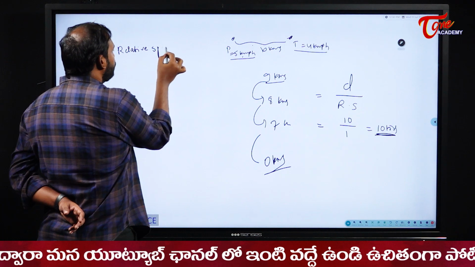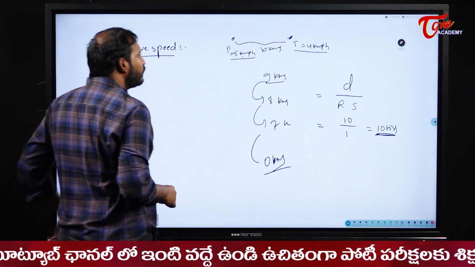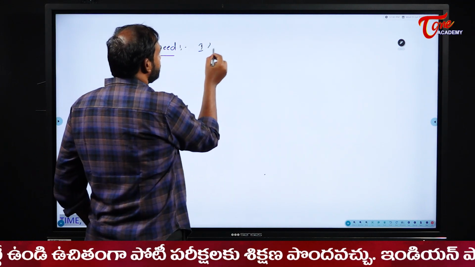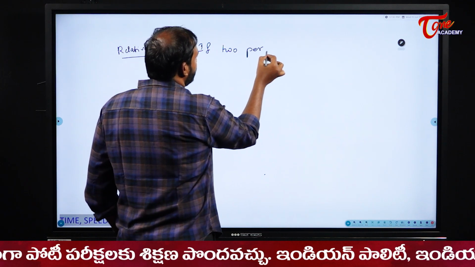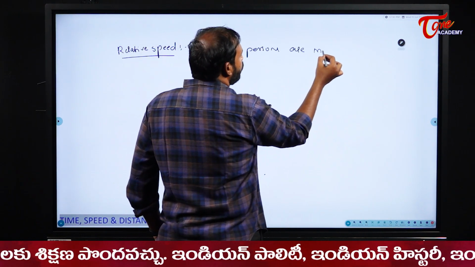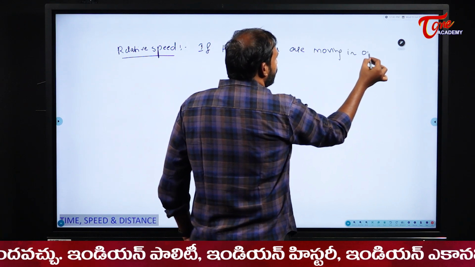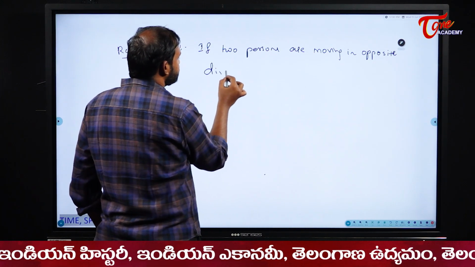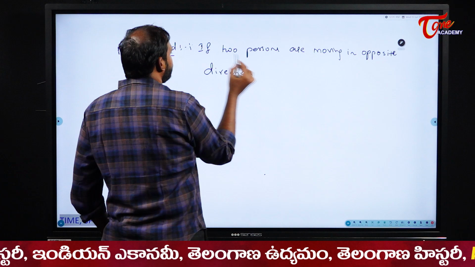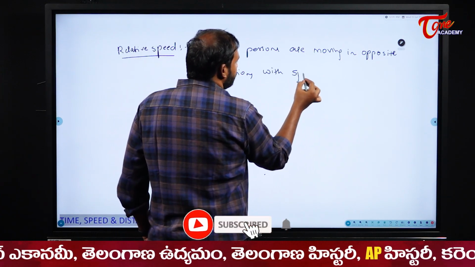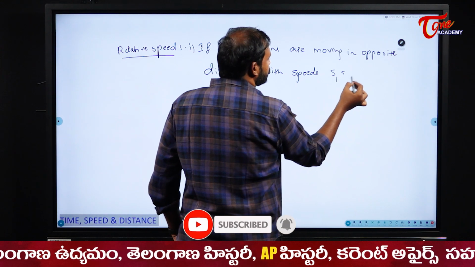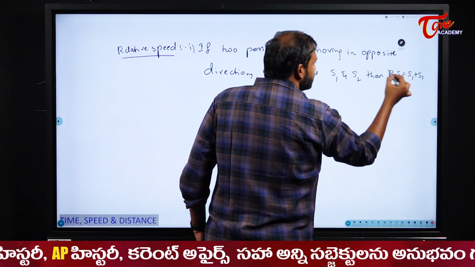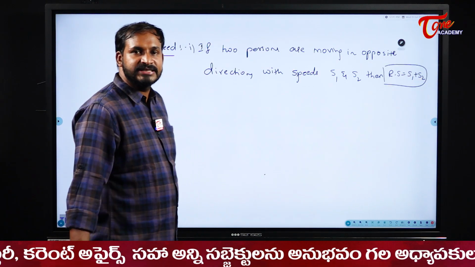So here, relative speed means: if two persons are moving in opposite directions with speeds s1 and s2, then the relative speed will become the sum of their speeds, s1 plus s2.